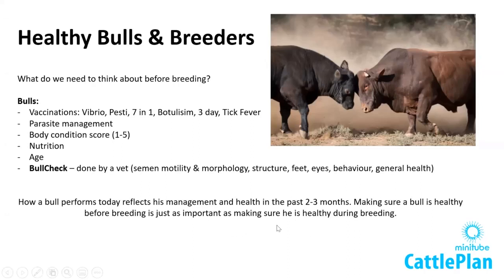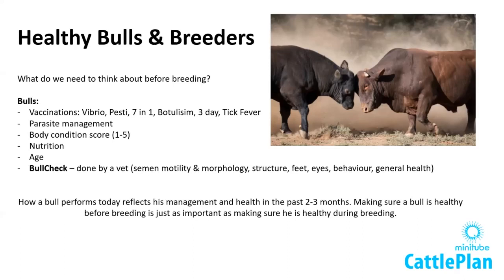So when we look at testing those bulls before joining, what's required for sale, firstly, is a bull check, which is done by vets. In this, they measure semen motility, which is how fast and in a straight line that sperm is moving. The morphology, which is the structure of the sperm itself, to make sure it can swim in the first place. The structure of the bull and their conformation, their feet, they check their eyes, their general behaviour and their overall health. So that just makes sure that that bull is in working order for joining or for sale.